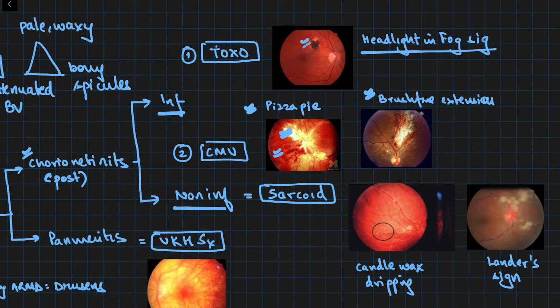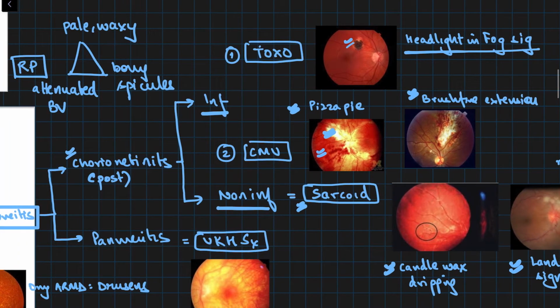The non-infectious cause for chorioretinitis is sarcoidosis. Here there are two findings. First, there is candle wax dripping due to perivenular phlebitis, and second is the Landis sign, that is there are nodules seen in the retina. Then in panuveitis, the syndrome that should be remembered is Vogt-Koyanagi-Harada syndrome, and here the fundus appears as if we are seeing a sunset, so it is called sunset glow fundus. It is quite glowing, right?